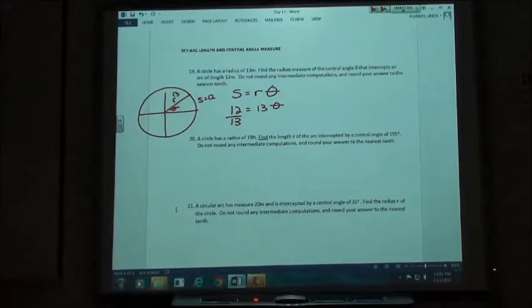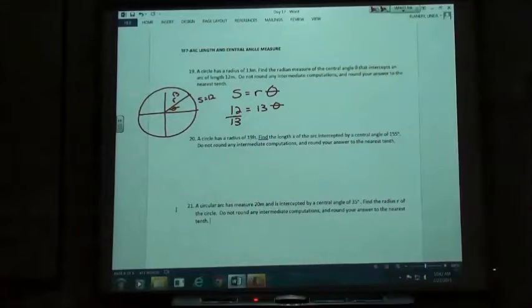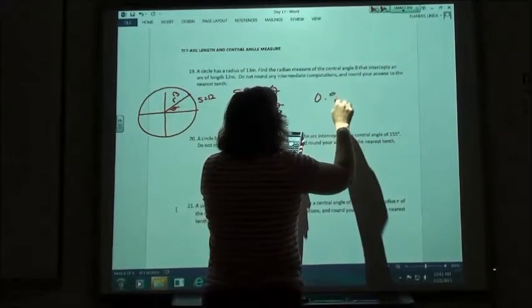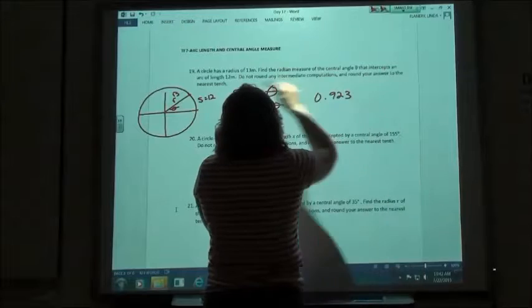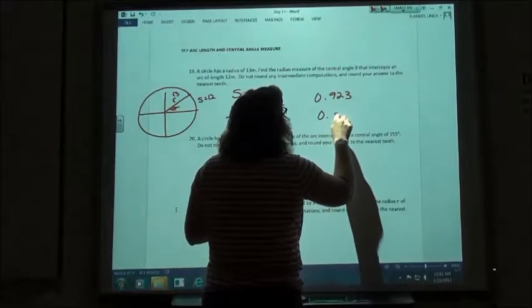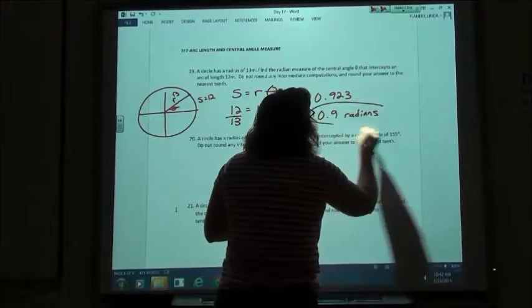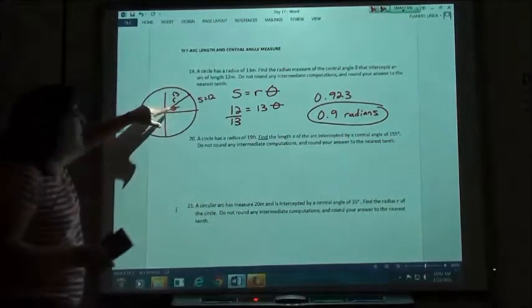Now we are going to round our answer to the nearest tenth, which tells me that I have to find where I stuck my calculator because I have to do some division. So I'm going to grab my calculator here. I'm going to take 12 divided by 13 and I get 0.923, rounding to the nearest tenth then, 0.9 radians would be the measure of that angle.